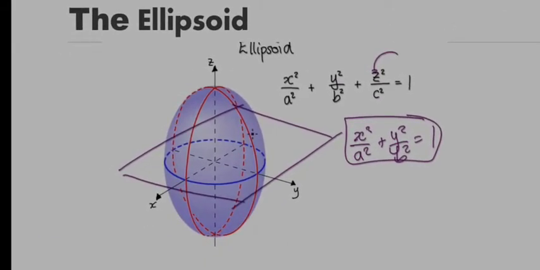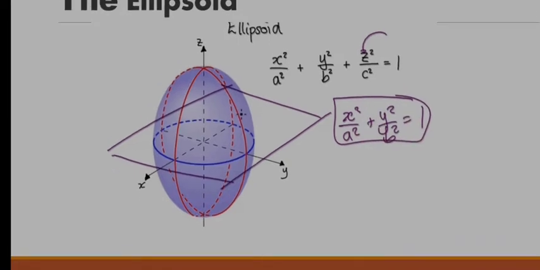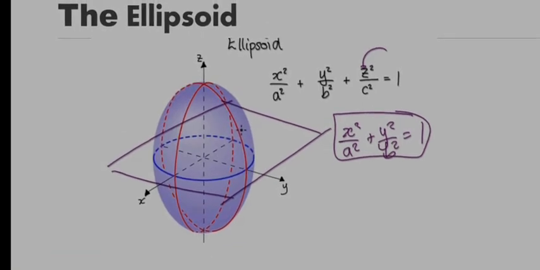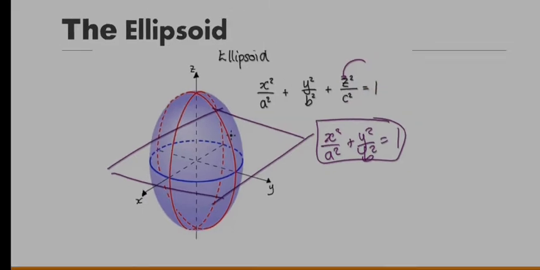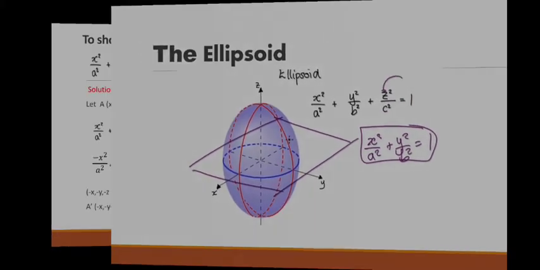Suppose that a plane cuts parallel to the z-axis, then this is a 2D figure. So the equation of the 2D figure is x²/a² + y²/b² = 1. But this is a 3D figure, so the z-axis must also be taken. Now x²/a² + y²/b² + z²/c² = 1. This is the standard equation of the ellipsoid.